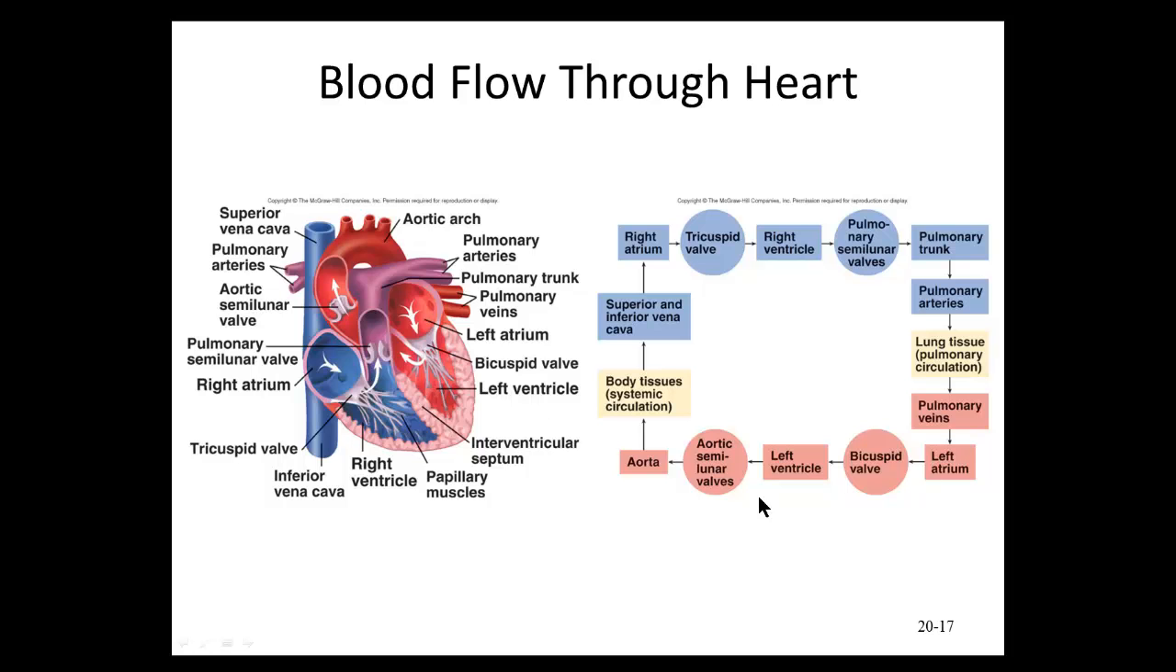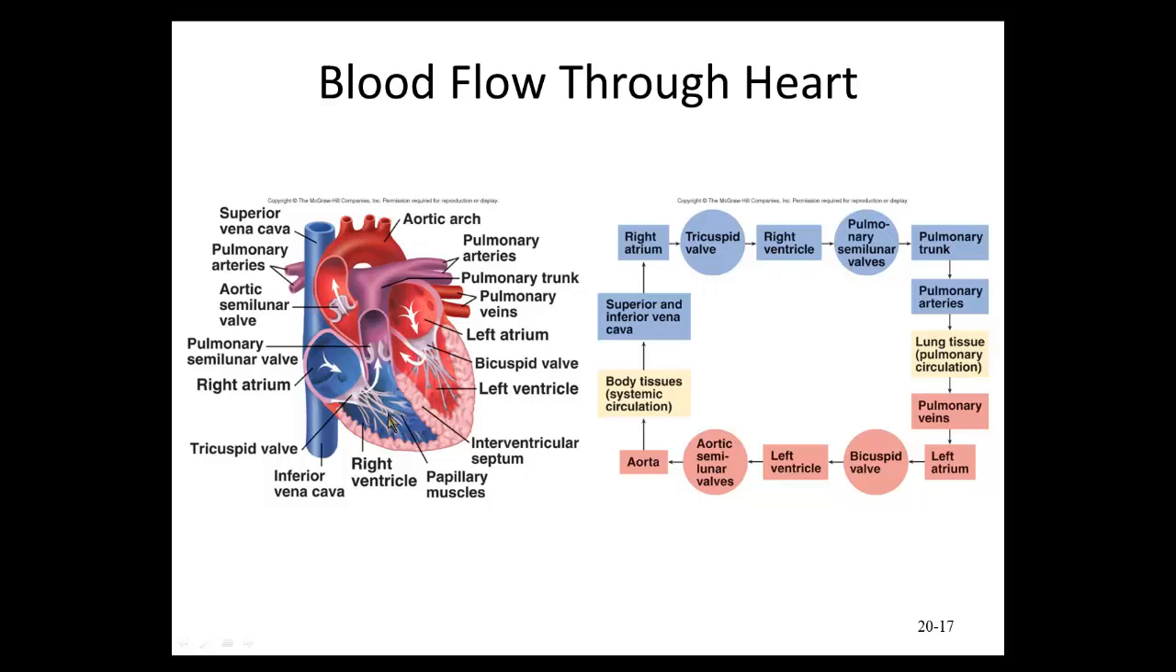Now this flow chart here shows the pathway that one red blood cell might travel as it goes through the body and the heart. So if this red blood cell comes in through the superior or inferior vena cava, it goes into the right atrium, which is right here. Then it passes through the tricuspid valve, which is also known as the right AV valve, into the right ventricle. So that's where we are here on the flow chart.